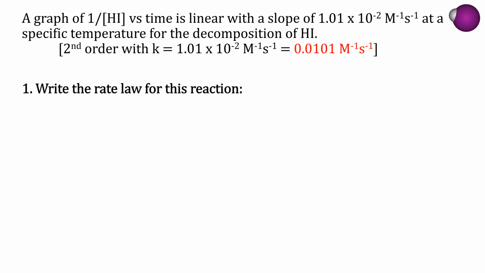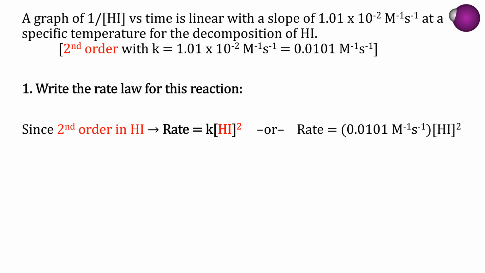The first problem we're going to solve is to write the rate law for this reaction. Before I write it, notice I'm going to take my rate constant K out of scientific notation and write it as 0.0101 inverse molarity inverse seconds. Since this reaction is second order in HI, the rate law is simply going to be rate equals K times HI to the second power, where the second power indicates that the reaction is second order with respect to HI.